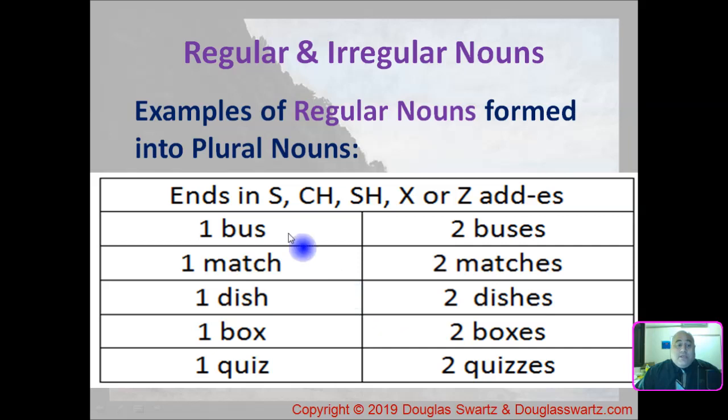Examples of words that end with s, ch, sh, x, or z. We're going to add an es to get the plural form. 1 bus, 2 buses. 1 match, 2 matches. 1 dish, 2 dishes. 1 box, 2 boxes. 1 quiz, 2 quizzes.